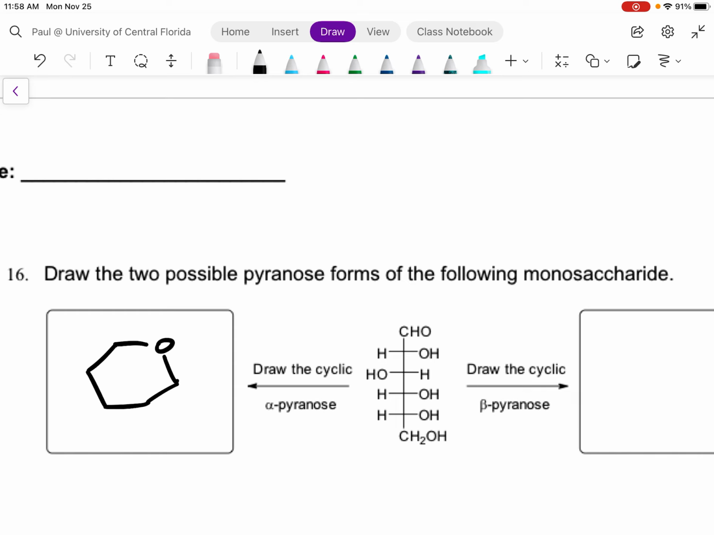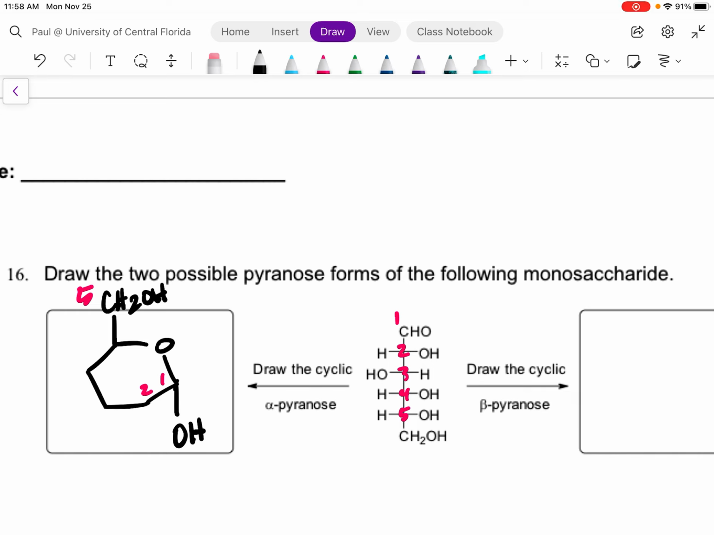Like so. And then that's going to be carbon 1. Carbon 1, 2, 3, 4, 5, all the way to carbon 5, which is going to be CH2OH right there. So that's carbon 5. So at carbon 1, when we compare carbon 1 and carbon 5, when the OH is on opposite sides of one another, like this, that's alpha.